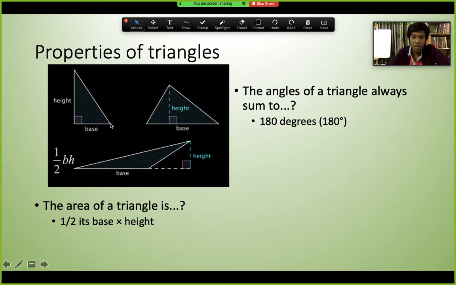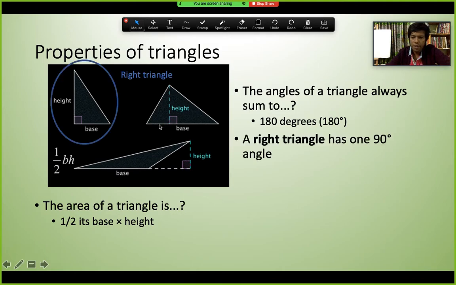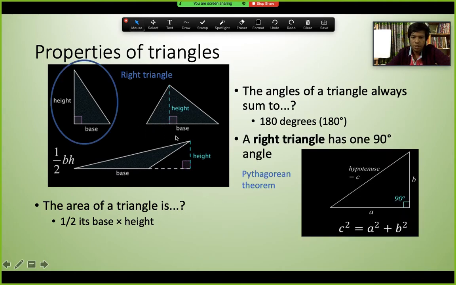The sum of the three angles of a triangle is 180 degrees. If we add this one and this one, the total will be 180 degrees. So if this is 90 degrees, then this one and this one together will be another 90 degrees. A right angle is 90 degrees, and we can see that this is the right triangle.